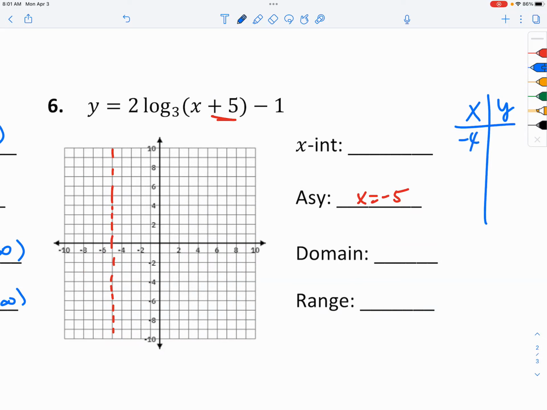-4, because that would give you a number 1 inside the parentheses. So you have a log base 3 of 1 times 2, which is 0. 0 minus 1 is -1. So (-4, -1). All right, what's the next value we propose?